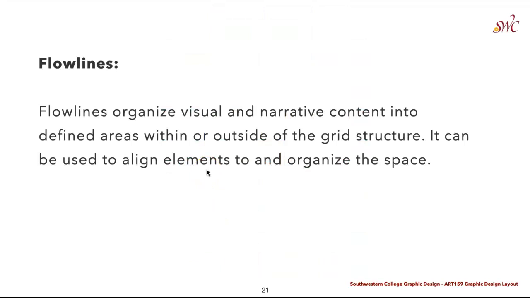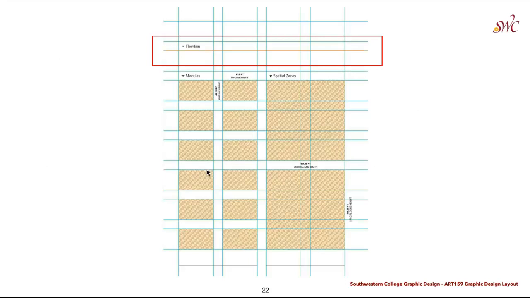Flow lines are used to organize visual and narrative content into defined areas within or outside the grid structure. So it can be used to align elements and organize the space outside of that grid structure or potentially outside of your live area as well. This is an example of a flow line. This is being taken out of the actual grid structure and added to it to, again, create some sort of consistency or alignment, maybe within additional elements that are needed within that.